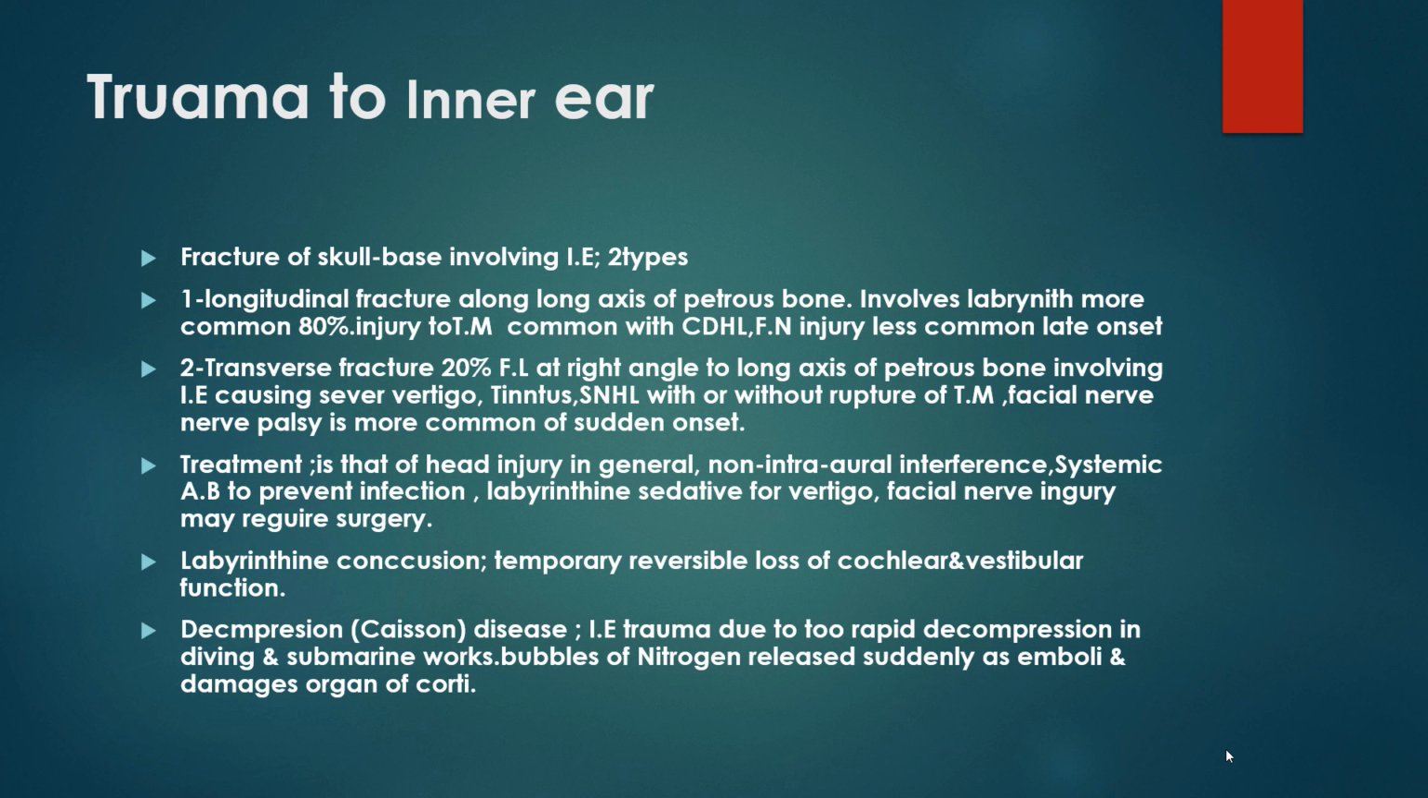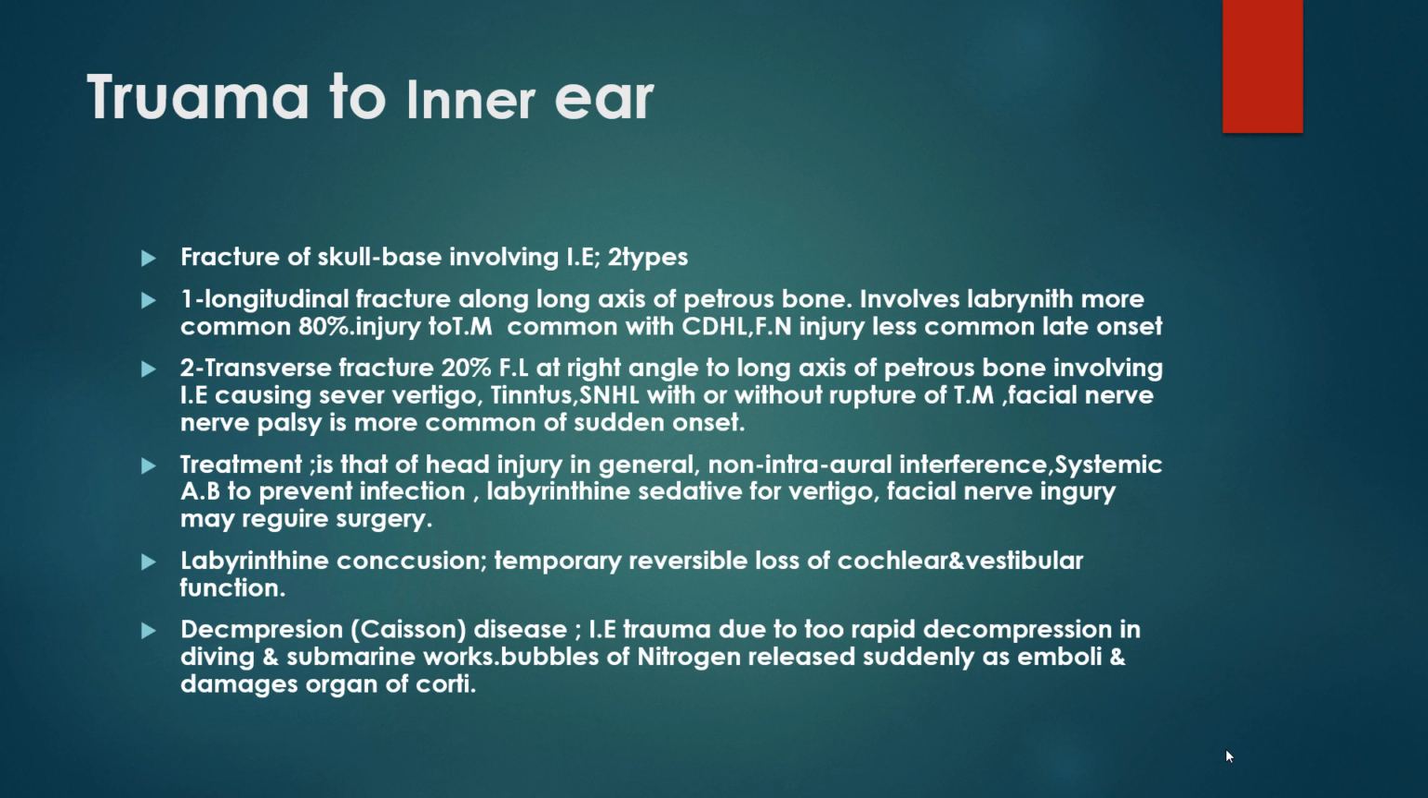It may have injury to the tympanic membrane, commonly with conductive hearing loss. Facial nerve injury is less common and of late onset. Transverse fracture forms nearly 20% of the fractures. The fracture line is at a right angle to the long axis of the petrous temporal bone, involving the labyrinth or the inner ear, causing severe vertigo, tinnitus, sensory neural hearing loss, with or without rupture of the tympanic membrane. Facial nerve palsy is more common and is of sudden onset.